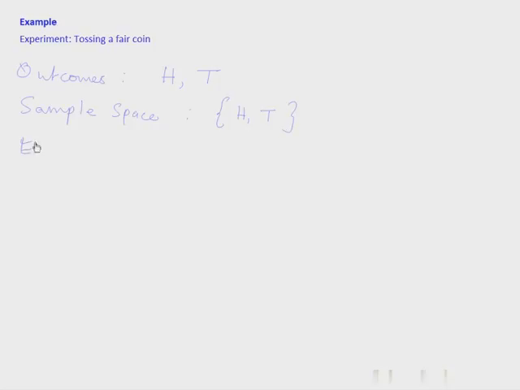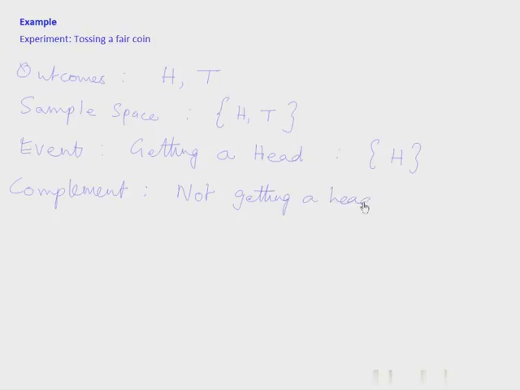Give me an event. Getting a head. So the event is the set H. What's the complement of this event? Not getting a head. So it's the event tails in this case.